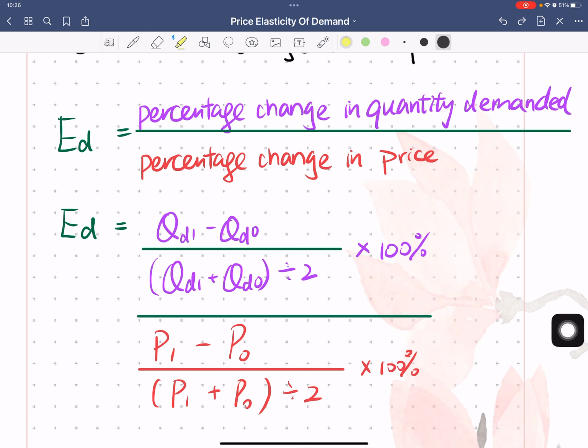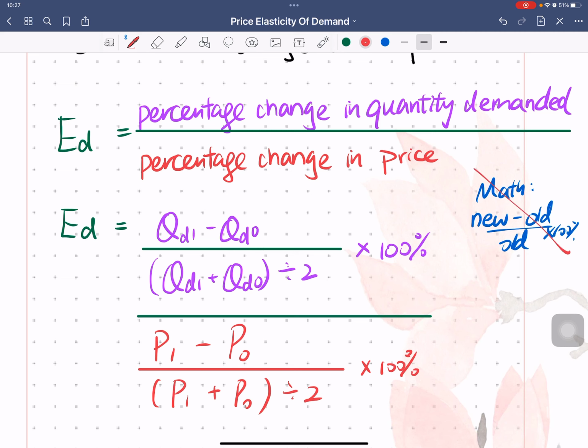Normally when you do it in math, you know that the percentage change is the new number minus the old number, divided by the old number, times 100%, right? But this is not the method we are using here. We are using something called the midpoint approach. So let's take a look.